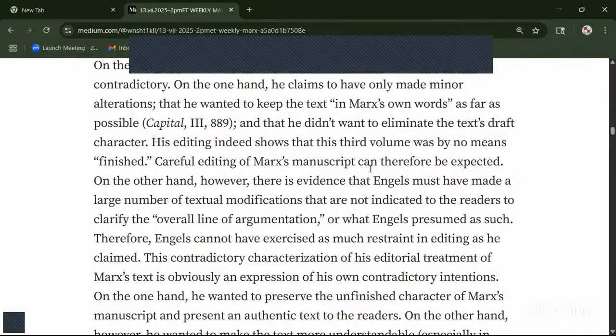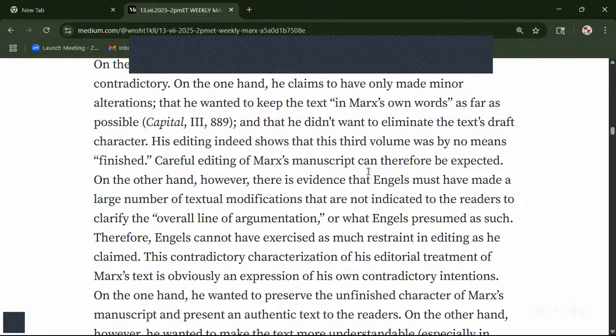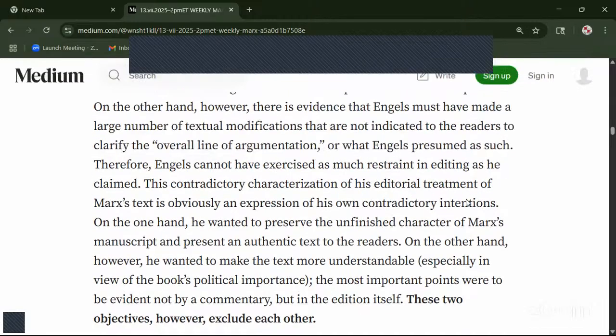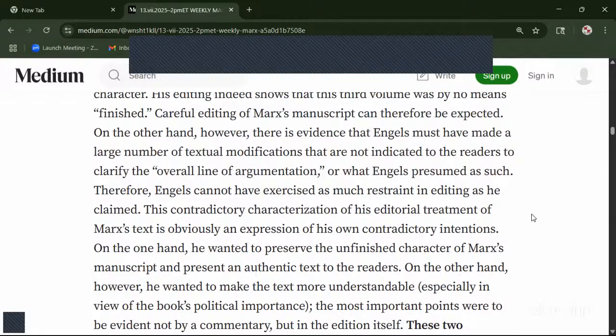On the other hand, however, there is evidence that Engels must have made a large number of textual modifications that are not indicated to the readers, to clarify the overall line of argumentation, or what Engels presumed as such. Therefore, Engels cannot have exercised as much restraint in editing as he claimed.